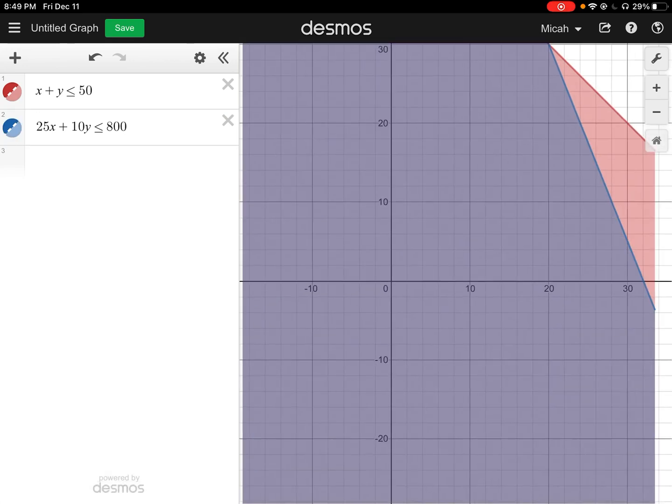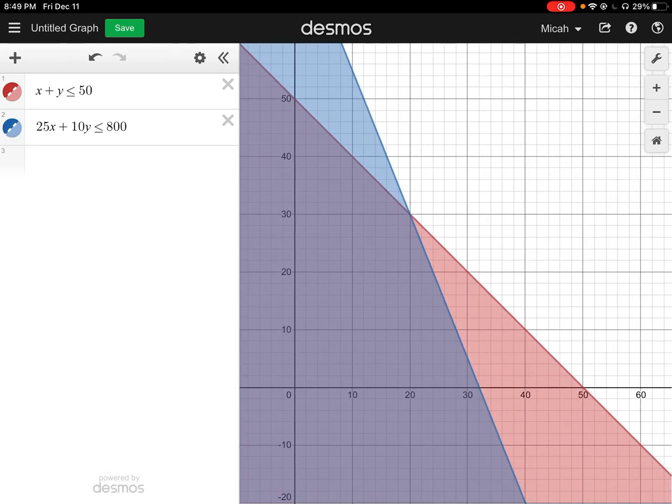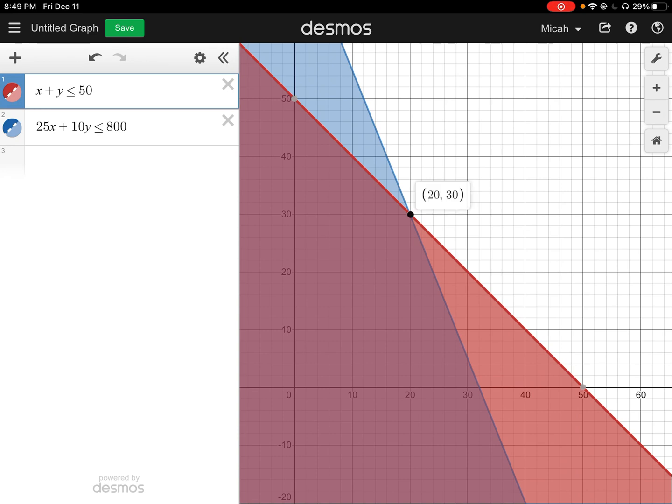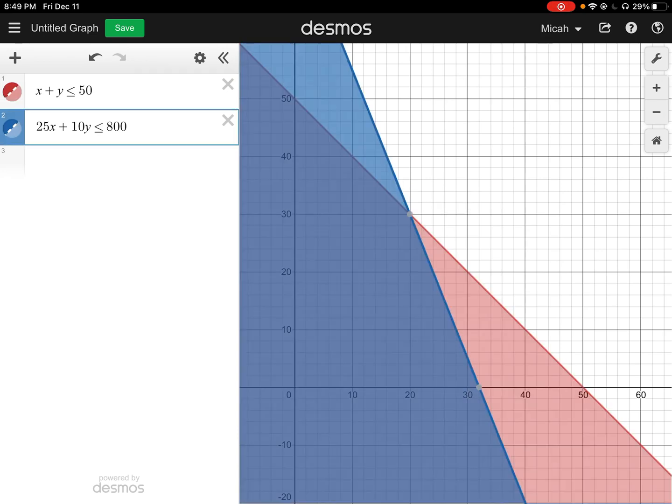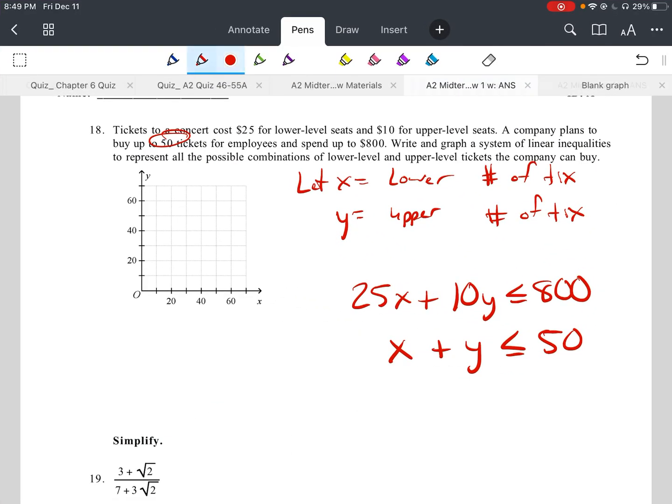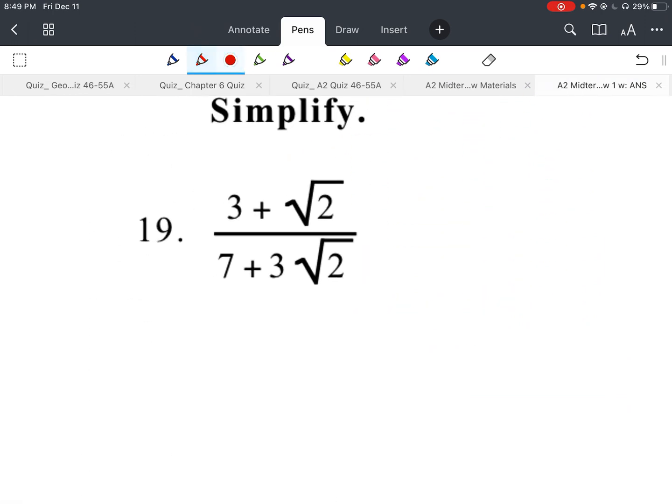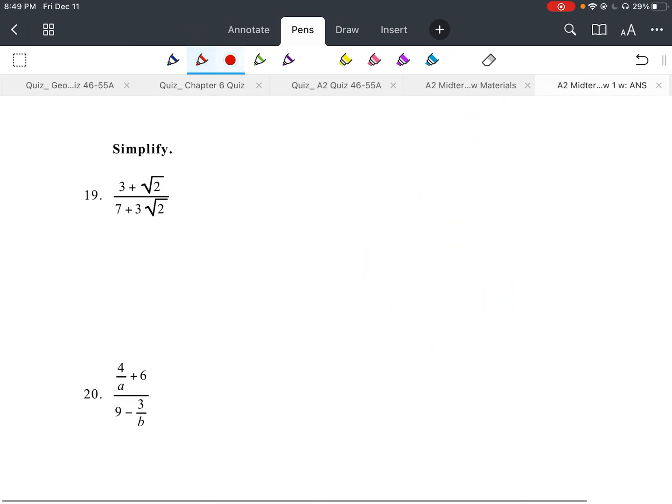Okay. Now let's zoom out and see what the picture looks like. Nice little polygon. If we were doing lesson 55, we would find the vertices, those corners, and we would test them out. You could use those critical points and plug them into your objective function if we are doing that kind of problem, but we're not, so on we go. All right, next one. Let's do two more and we'll take a break.